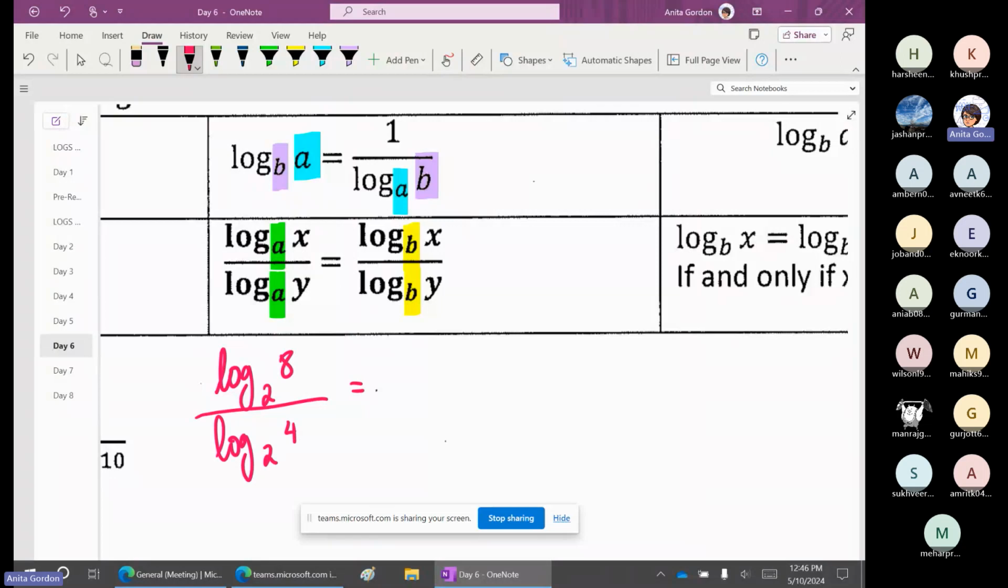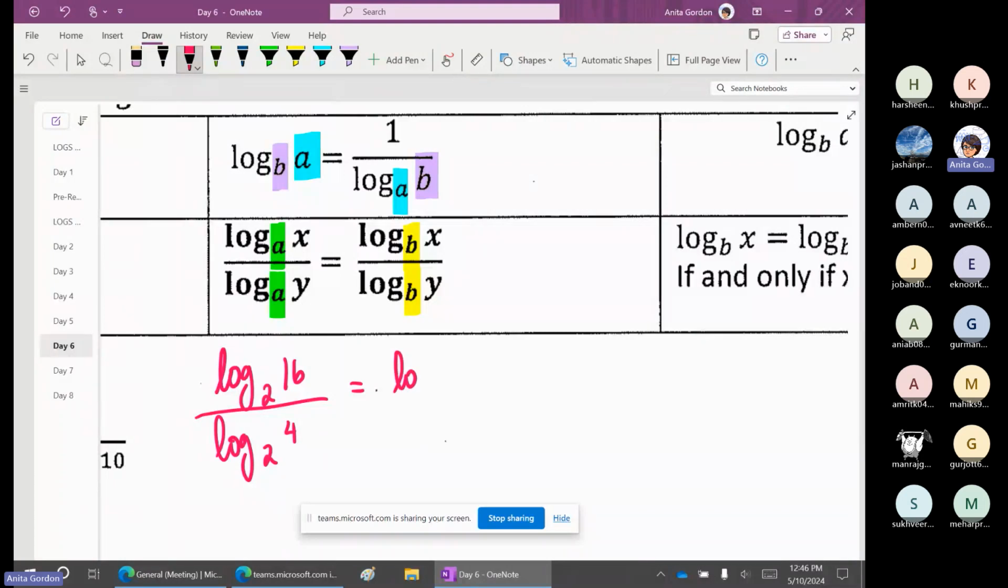Hold on, the inside must be the same. Let me change this to perfect squares, otherwise it'll be hard. Okay, here's an example of this rule. The only thing I've changed is the base of the logs.